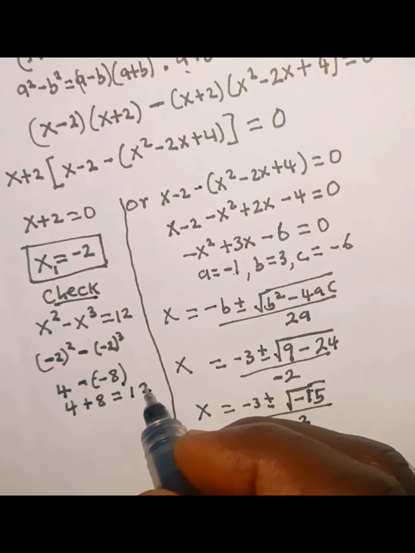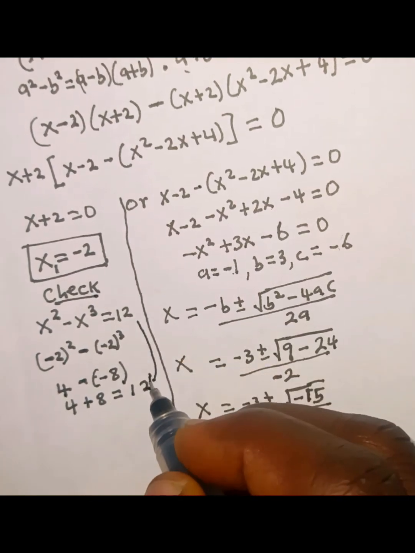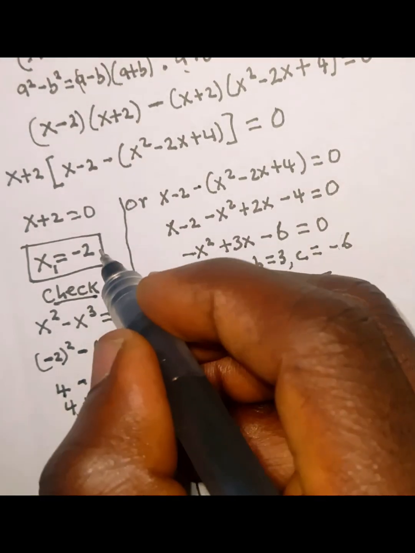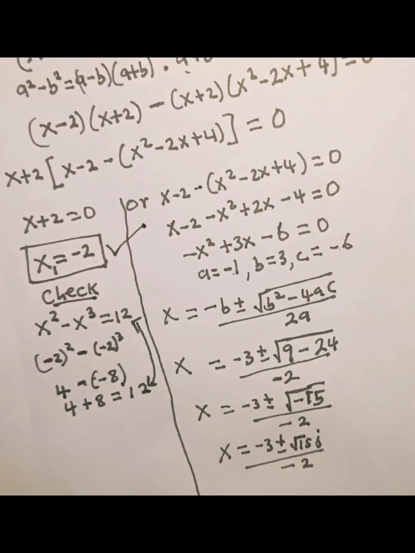So therefore, the left hand side is the same as the right hand side. So therefore, x equal to -2 is the only real number that satisfies this equation.